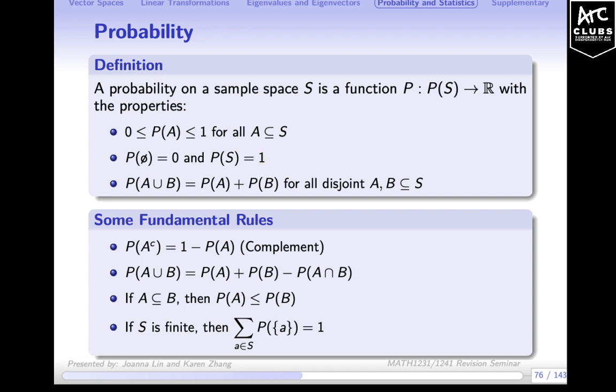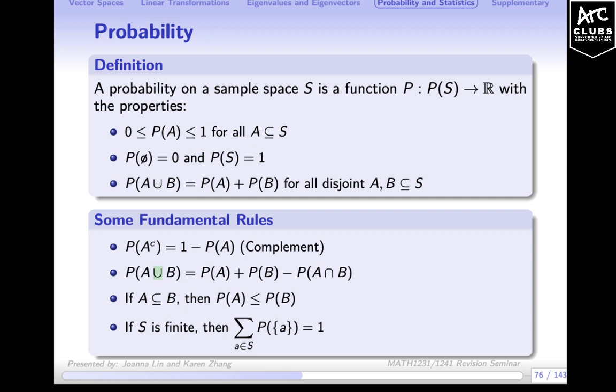Okay. And the third dot point here is stating that the probability of event A or event B happening is equal to the probability of A plus the probability of B for all disjoint sets A, B that are a subset of S. Now, disjoint here just means that these two events, A and B, are mutually exclusive, so one event happening won't affect the outcome of another event, right? Which is why we can just add them, but that's usually not the case.